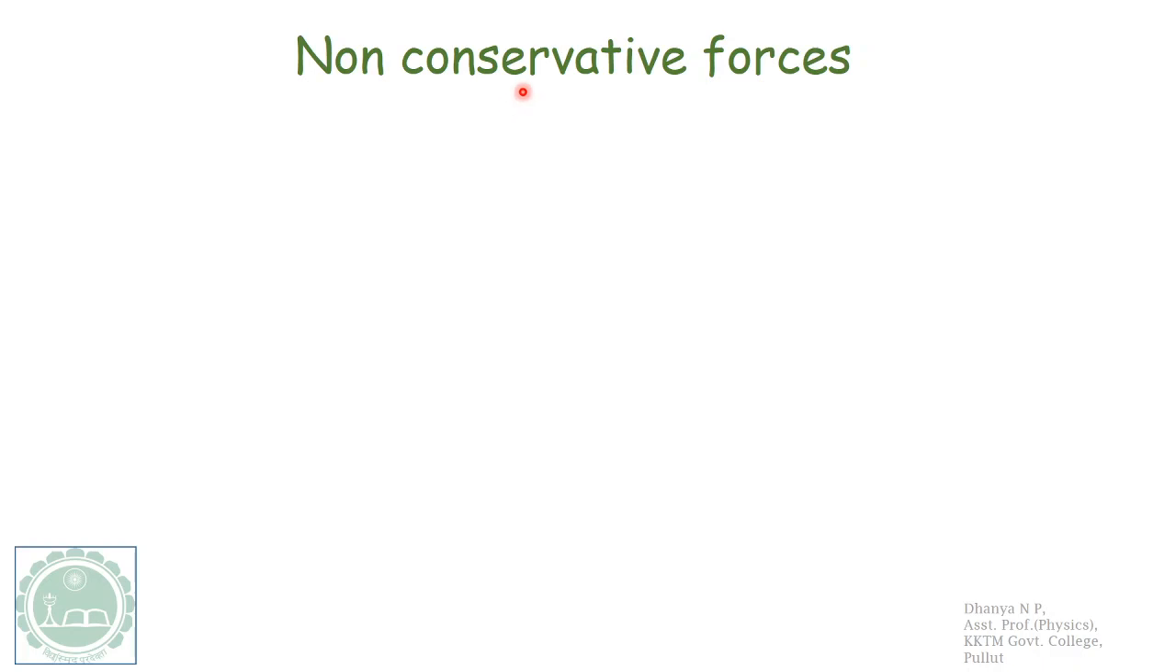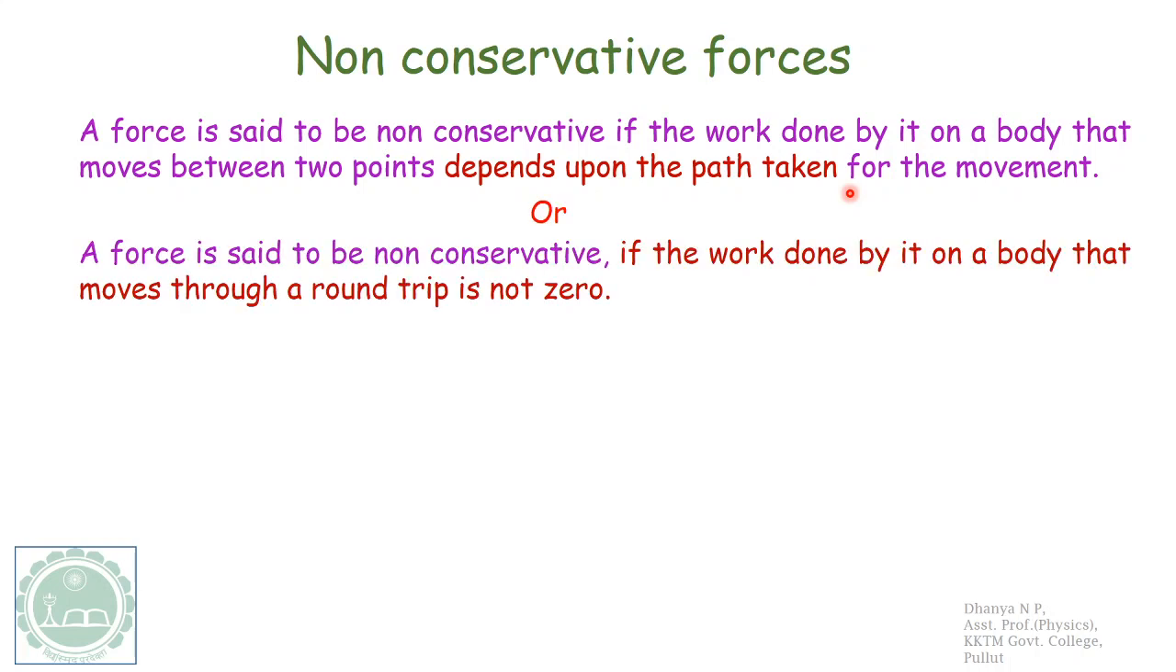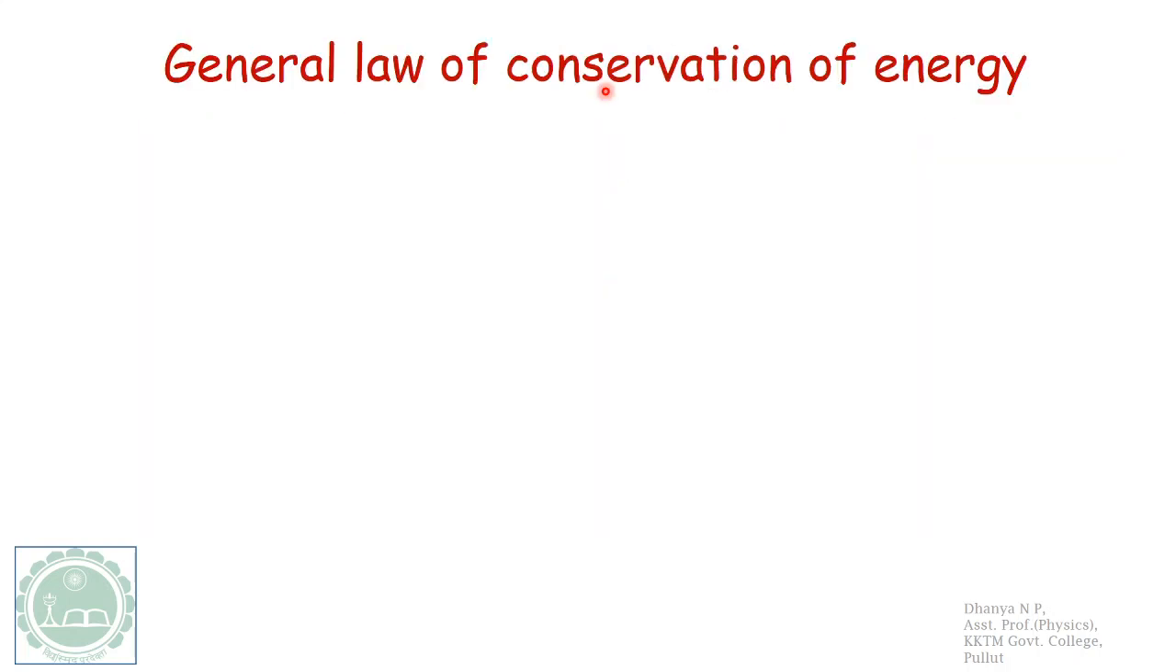Now, non-conservative force. A force is said to be non-conservative if the work done depends on the path taken for the movement. Non-conservative forces are path-dependent forces, and the work done along a closed path will not be zero. Non-conservative forces, for example, frictional forces. When a body is taken from A to B through forward motion, if the path has friction, it will lose some energy, and if it returns, this frictional loss cannot be recovered. Therefore, total work done will not be equal to 0. This is a non-conservative force.